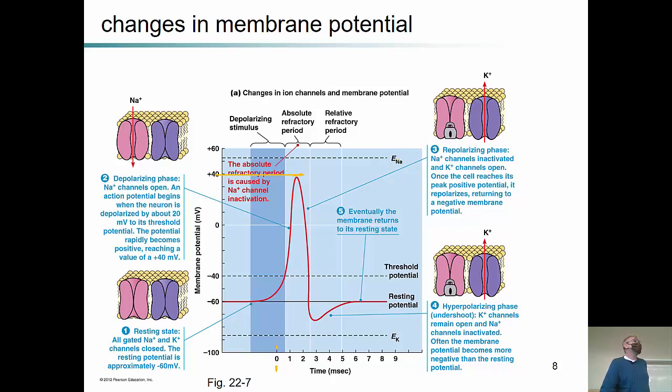At that point, we open the potassium channel, and so now potassium floods out of the cell. It moves down a concentration gradient, both chemical and electrical in this case, and we get repolarization. Sometimes we go so far as to get hyperpolarization, because remember the resting potential, if we were just looking at sodium alone, would be about minus 90 or so millivolts.